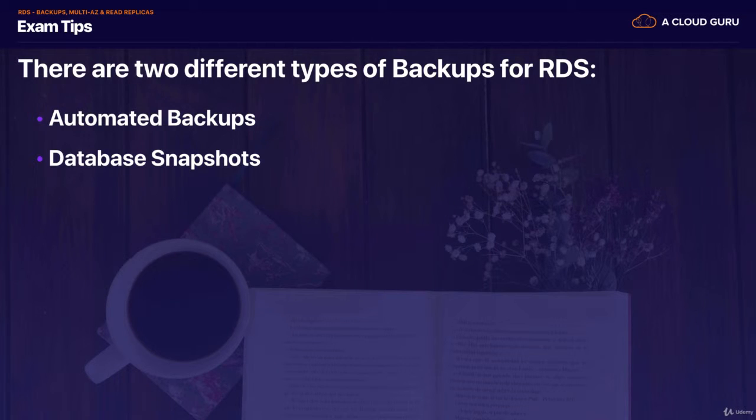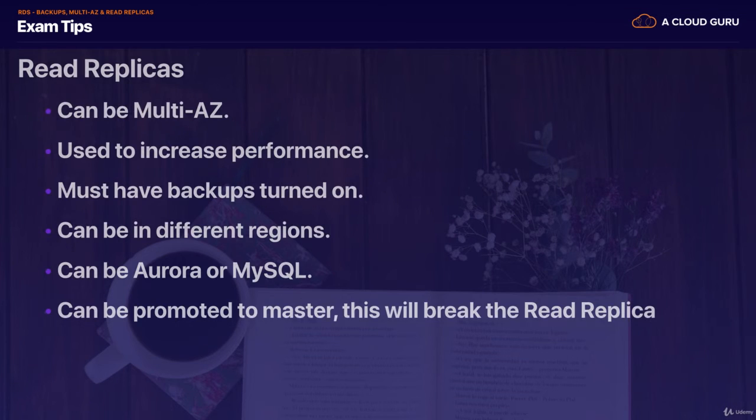So just remember, going into your exam, there's two different types of backups for RDS. So we have our automated backups, and they're going to be done in a scheduled maintenance window. And then we also have our database snapshots, and they're taken manually. And we saw how to do that earlier on in this lab. Also remember that read replicas can be multi-availability zone, and basically a read replica is used to increase performance. In order for you to create a read replica, you have to have your backups turned on, and read replicas can be deployed into different regions.